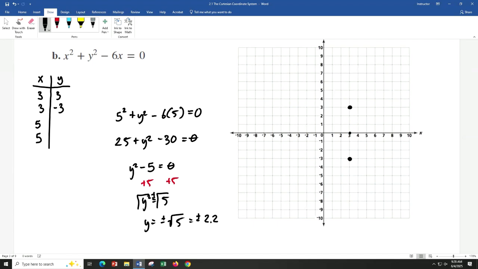So once again, I've got 2 more points. One at 2.2, one at -2.2. So if I come over here to 5, can we all agree that 2.2 is roughly right about there? Oops, not there. 2.2, not 1.2. What am I doing? 2.2.